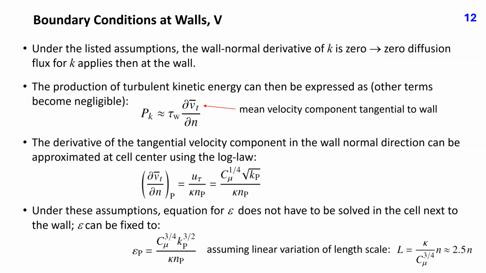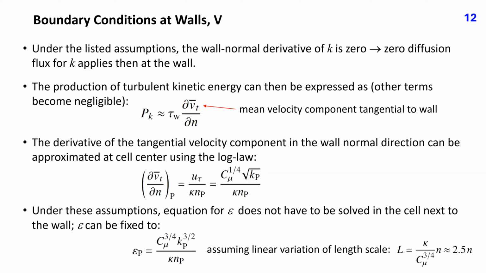Under the listed assumptions, the wall normal derivative of K is zero, which means that a zero diffusion flux for K applies at the wall. In the expression for the production of turbulent kinetic energy, the dominant term is the product of shear stress and the gradient of mean velocity in the wall normal direction. All other terms become negligible, and by assuming that both the shear stress and the gradient obtained from the log law are constant, the production of turbulent kinetic energy can be approximated in the near wall cell as follows.